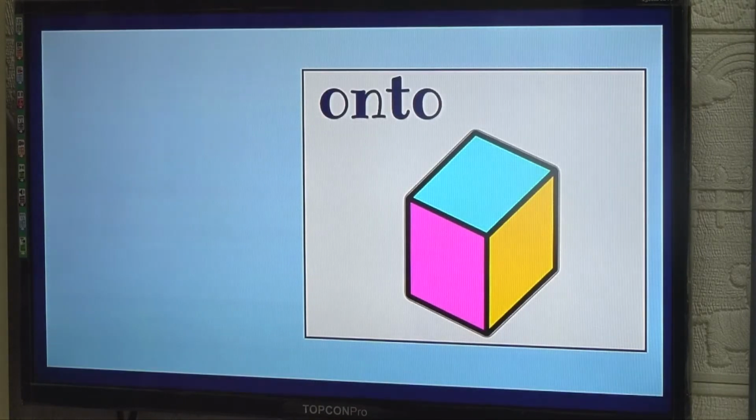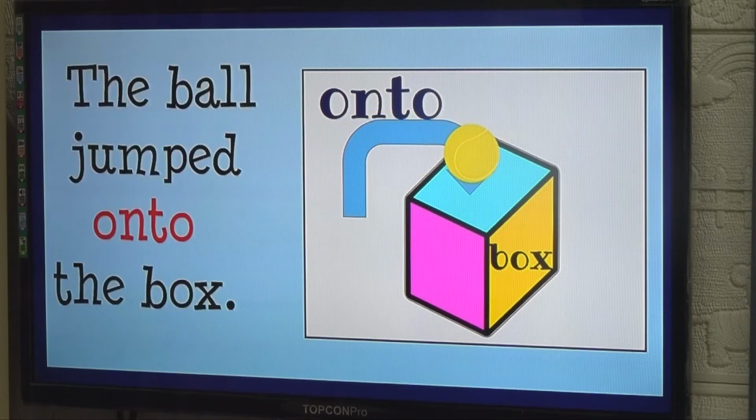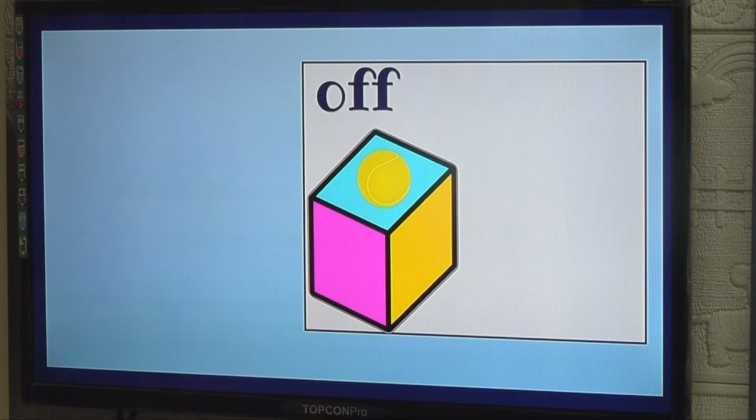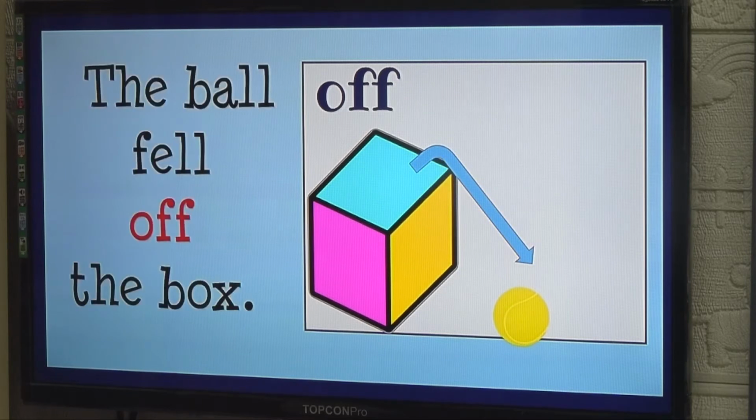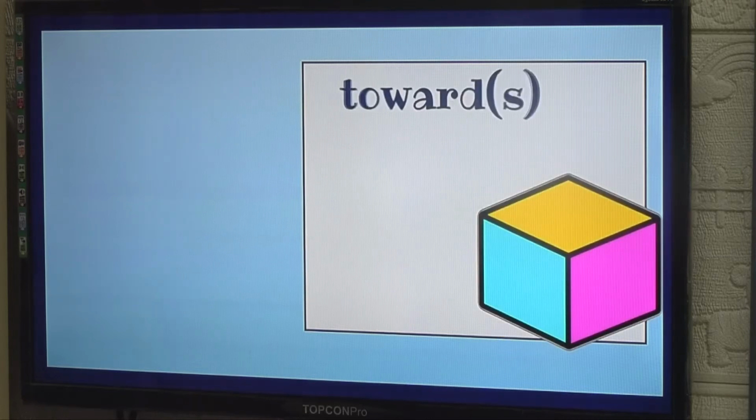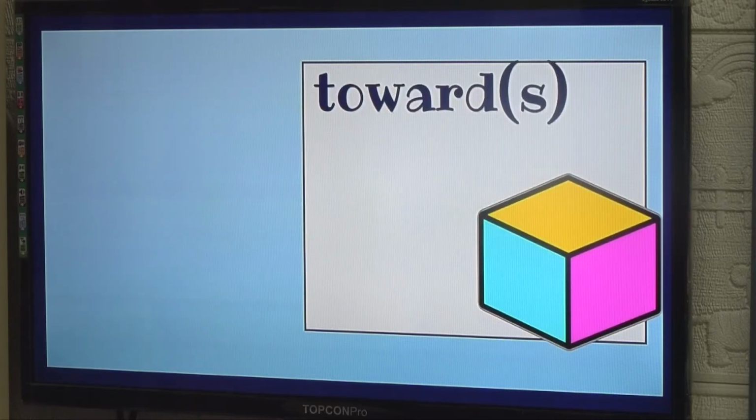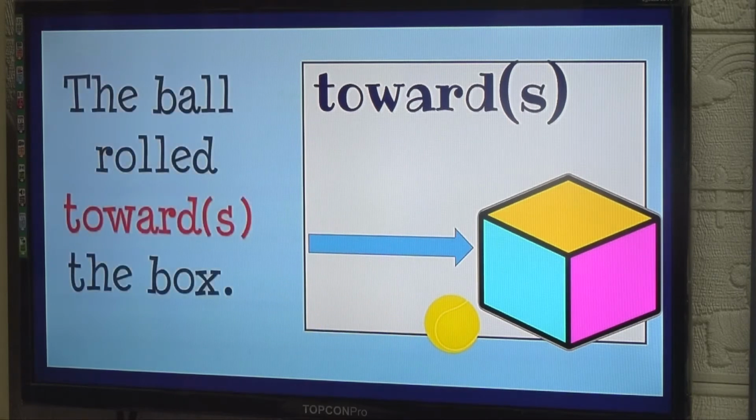Onto. Box. The ball jumped onto the box. Off. The ball fell off the box. Towards. The ball rolled towards the box.